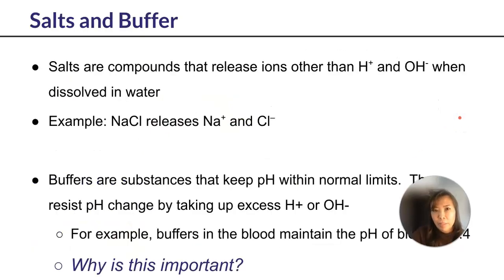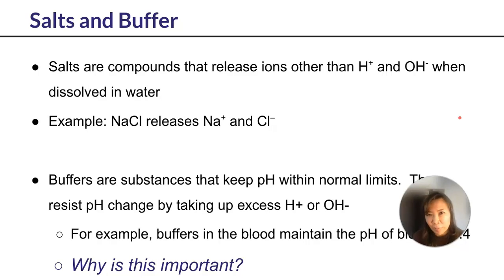Okay. And so why do we care? What do we do with pH? Well, we use pH a lot because it's really important for when we actually need to change the pH of certain substances. So let's back up and look first at what salts are. So salts are compounds that can release ions other than hydrogen and hydroxide.